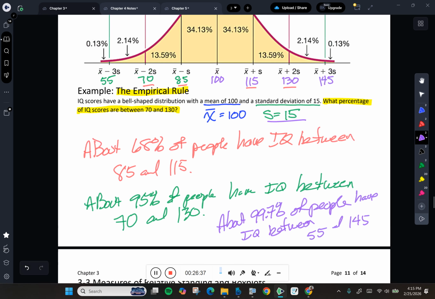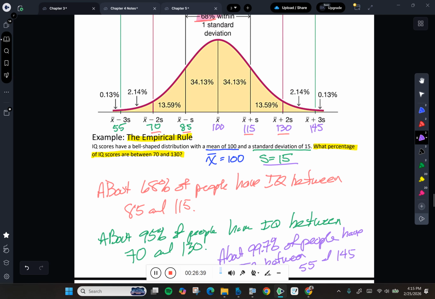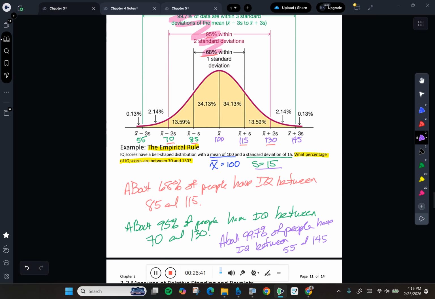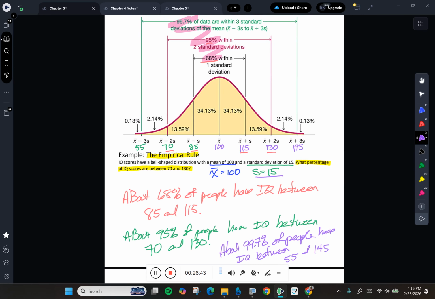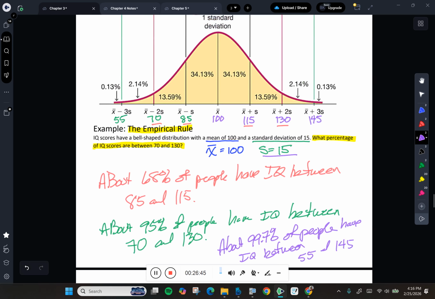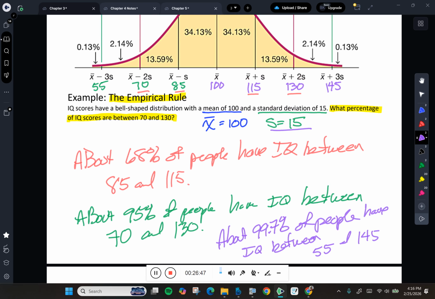Okay. So what does this mean? Why would I care about this? Well, this is a pretty quick and dirty, crude way to approximate things. I could then say, hey, if I go out on the street and grab a random individual, I've got about a 68% chance of grabbing someone who has an IQ between 85 and 115. Or a 95% chance of grabbing someone between 70 and 130. Or a 99.7% chance of grabbing someone between 55 and 145.